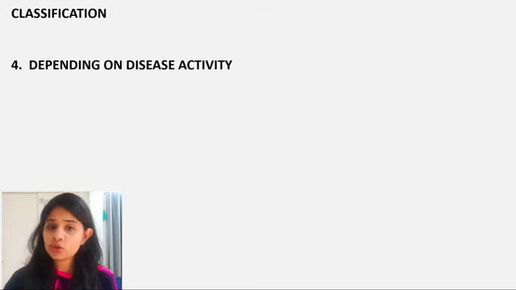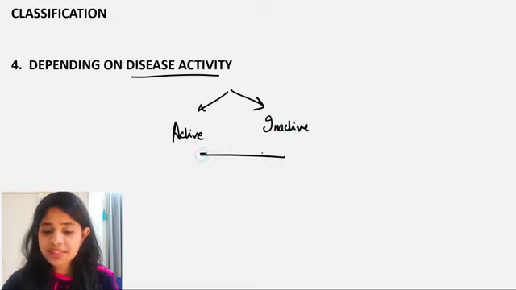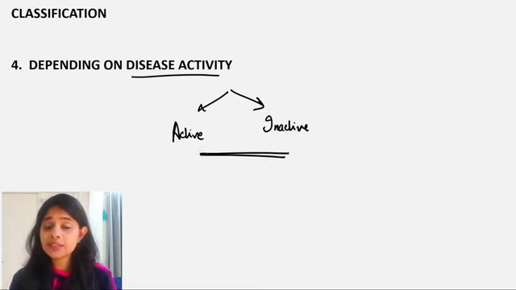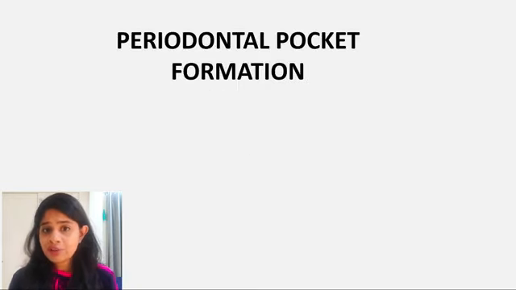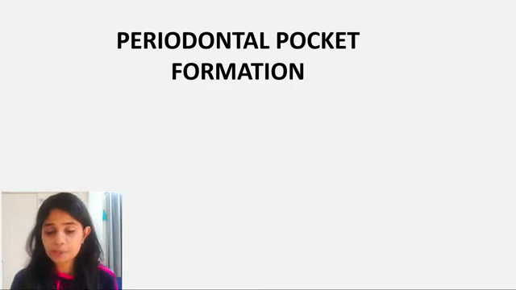The next category to classify pockets is based upon the disease activity, and it can be classified either as an active pocket or an inactive pocket. Now remember this category, we will be discussing this in detail in the second half of the video. So now that we have a broad idea about what a pocket is and what the classification is, let's talk about the most important topic, which is pocket formation, or the pathogenesis of the pocket.